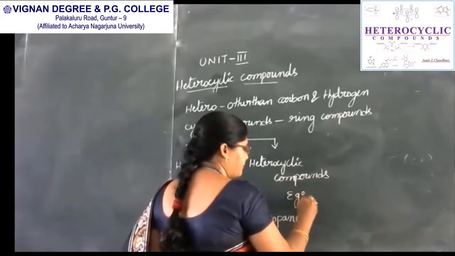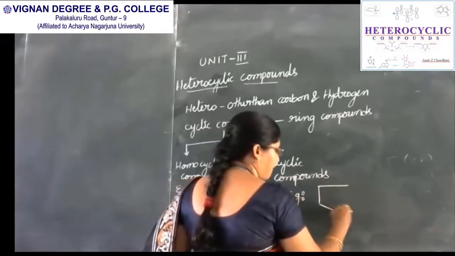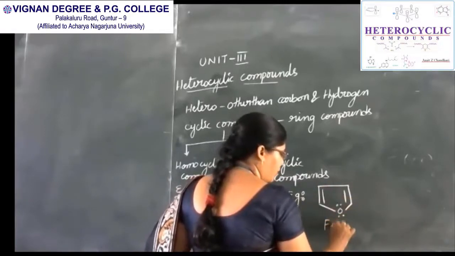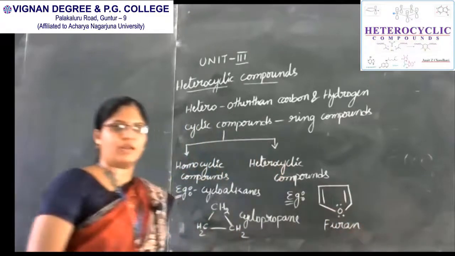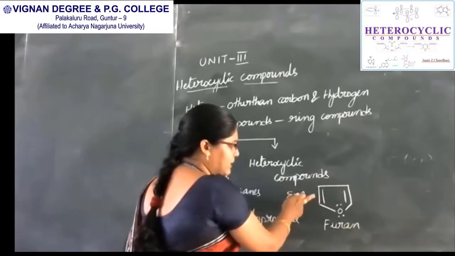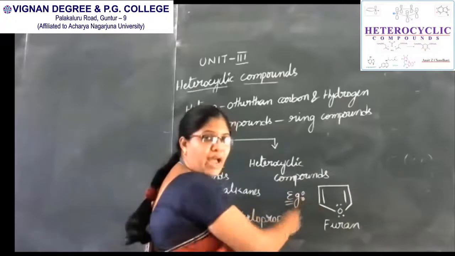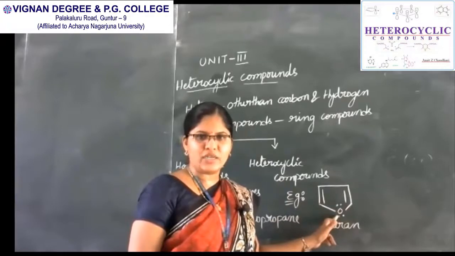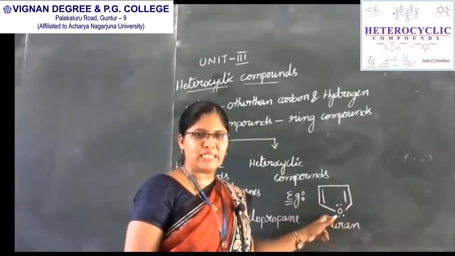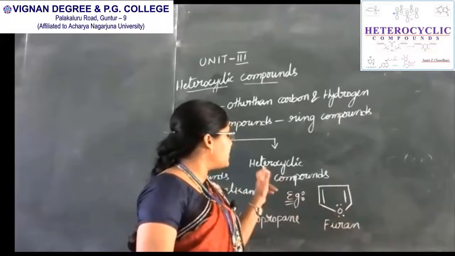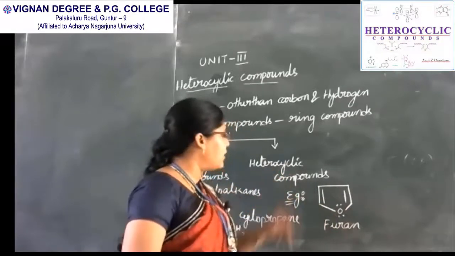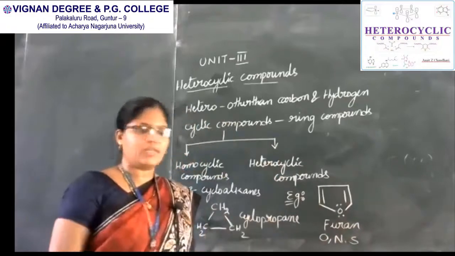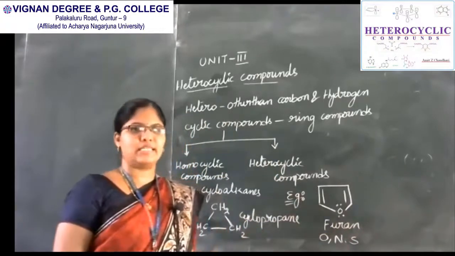For example, this is the structure of furan. In this structure we are seeing 2 types of atoms: one is carbon atoms and another is a heteroatom, that is oxygen. 2 types of atoms, that means different atoms. Those compounds are called heterocyclic compounds. The heteroatom will be oxygen, nitrogen, or sulfur.